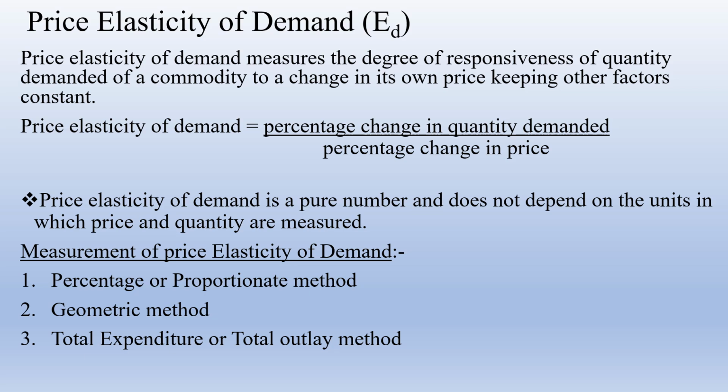Price elasticity of demand is a pure number and does not depend on the units in which price and quantity are measured. Mainly three methods are used for measuring price elasticity of demand. First one is percentage or proportionate method. Second, geometric method. Third, total expenditure or total outlay method.